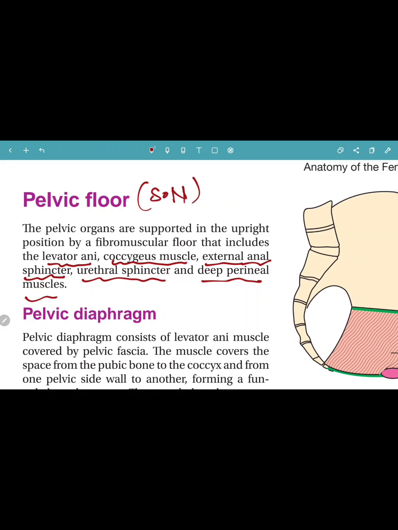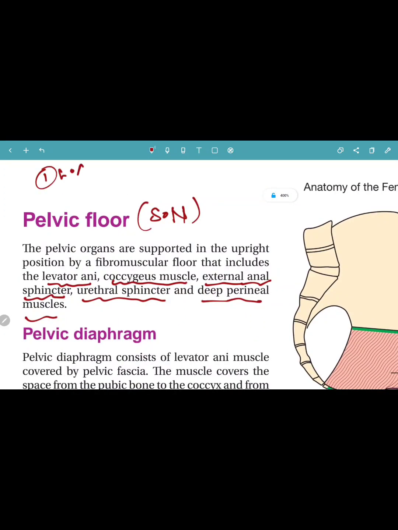The pelvic floor: all the pelvic organs are supported by a fibromuscular floor, that is your pelvic floor. And what are the muscles constituting the pelvic floor? First is your levator ani, then your coccygeus muscle, then your external anal sphincter, then your urethral sphincter, and your deep perineal muscles.